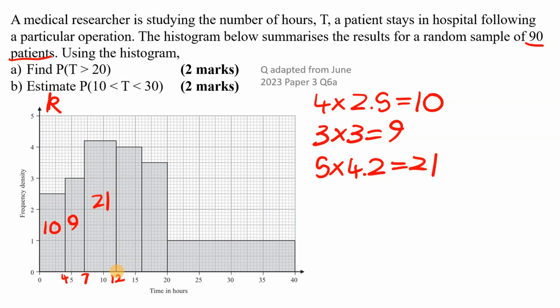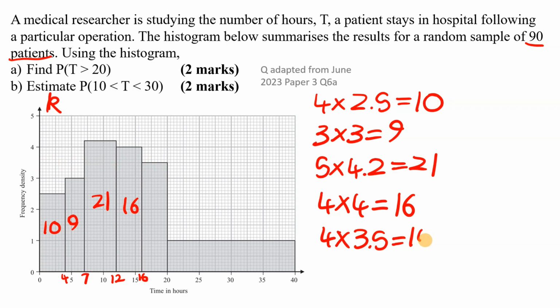If you look at this bar here, it starts at 12 and it ends here at 16. So the width here between 12 and 16 is going to be 4, and this is multiplied by the height and it comes up to 4 as well. So 4 times 4 is 16, like this here. This bar starts at 16 and ends at 20, so the width is going to be 4, and this is multiplied by the height, which comes up to 3.5, and this is 14.